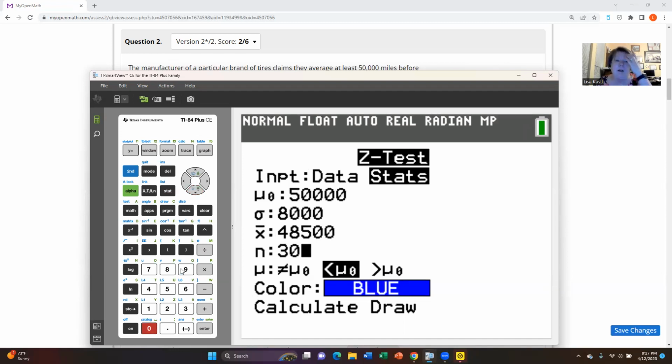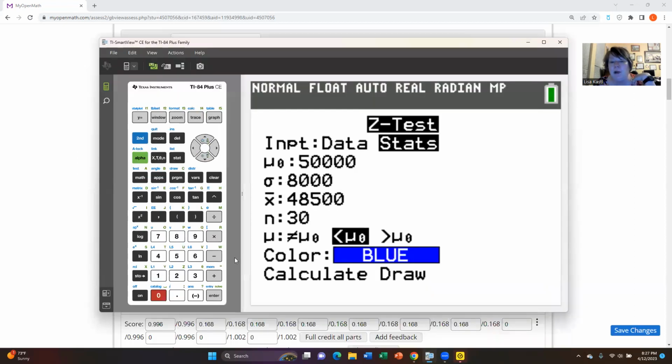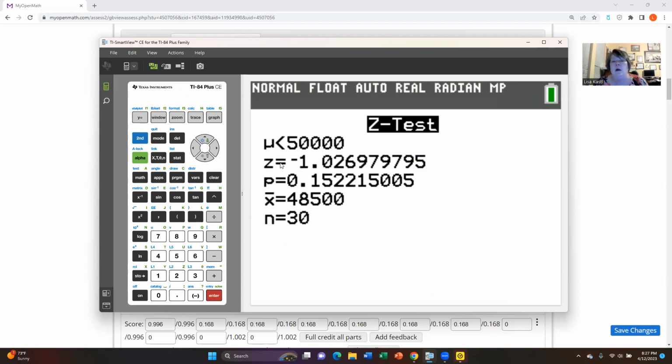Okay, so do I use not equal to, less than, or greater than? Well, again, go look at your alternative hypothesis. Your alternative hypothesis is less than. So I am going to select less than, which is already selected. So I'm going to go down here and calculate. All right, you are testing the alternative hypothesis that the mean is less than 50,000. The z-score, the test statistic, is negative 1.0297, rounded off to 3 decimal places. And the p-value is 0.15.